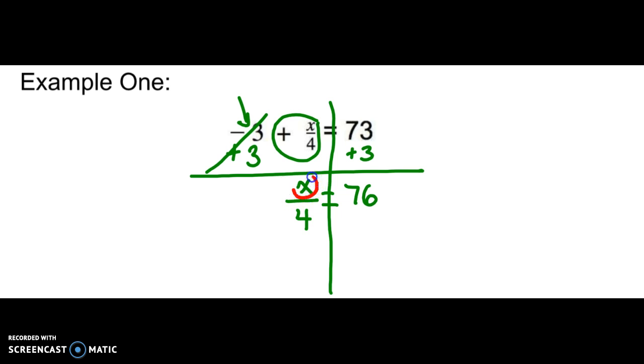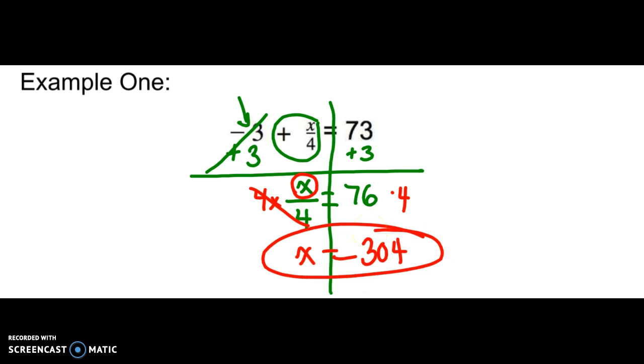I'm going to circle my x that I want by itself. And I see that it is bothered by this division bar and the 4. So we undo that by instead multiplying by 4 to get rid of that, which means that we have to multiply our other side by 4 over here. So now we're finally left with our x alone. And then 76 times 4 gives us 304 on the far side. So x equals 304.